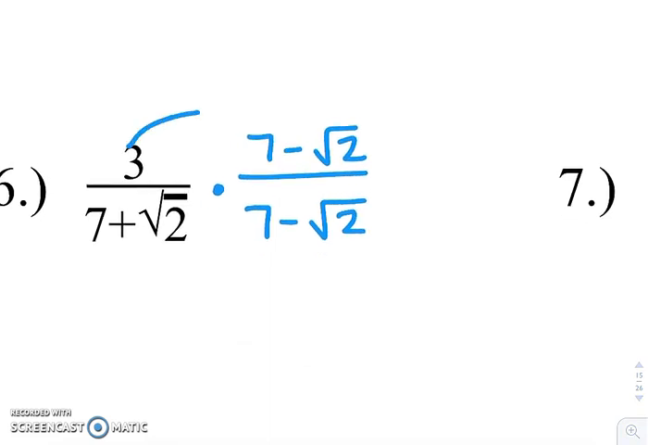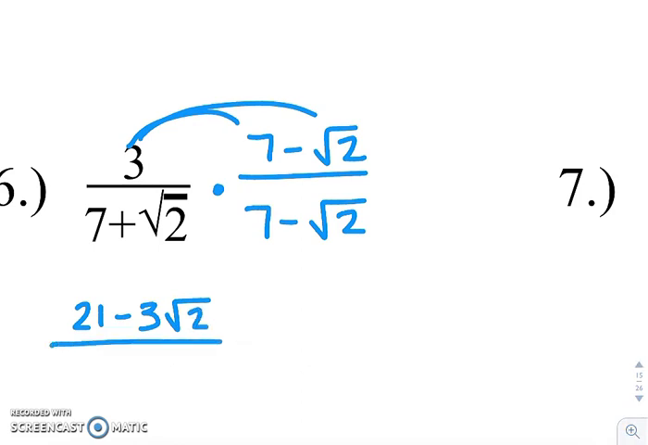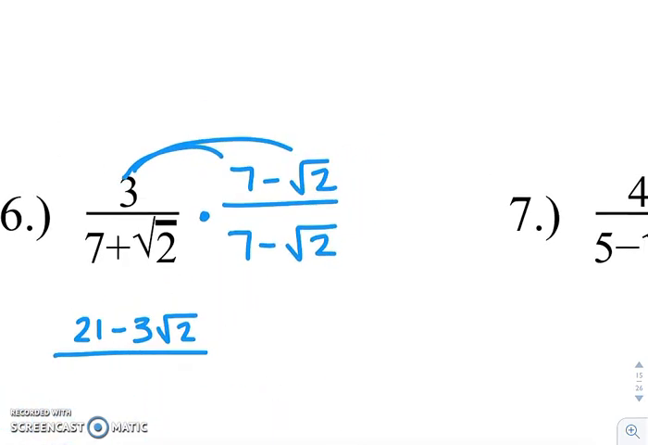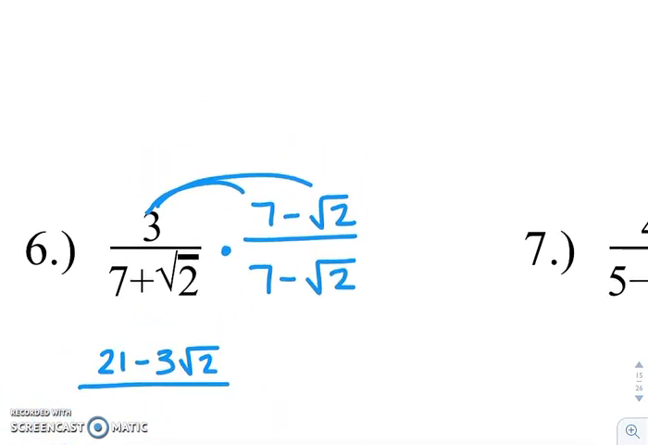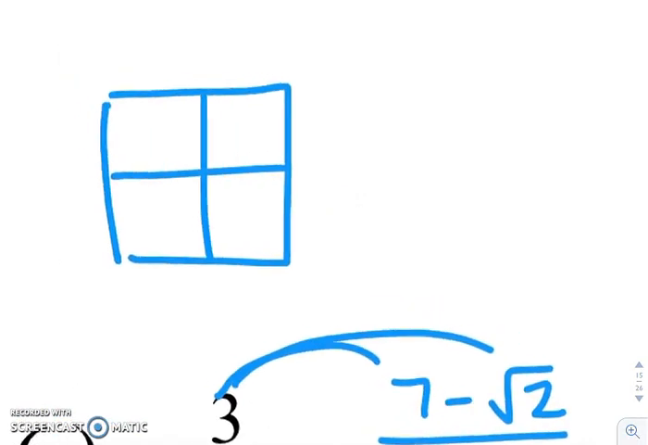So on the top, that 3 would go over there to both of them. So 3 times 7, 21. 3 minus square root, or 3 times negative square root 2, 3 square root 2. So on the bottom, if you guys really want to, we could do a generic rectangle. We can do it for the first time just to kind of show you guys what happens.